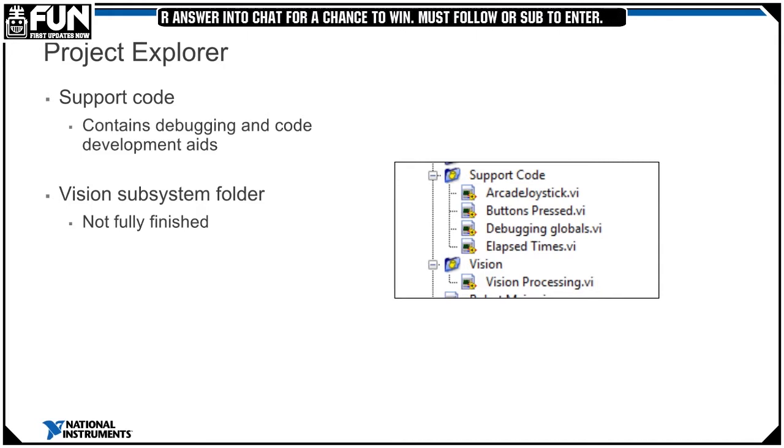And then your vision folder only has that vision processing VI. We talked about this back in episode 2. This is where you're going to add any custom vision processing code that you want to do. It still goes in the same place in that vision processing VI. You do have to edit that VI if you want to do any vision processing. We don't give you any code there.